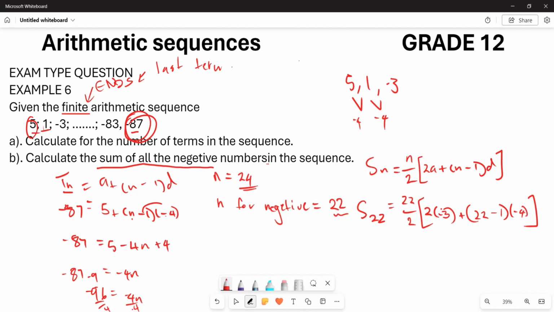And now when you're calculating this, you can see that this is the same as 11, open bracket, negative 6 plus 22 subtract 1, which is 21, times negative 4, right? And now you can literally just punch this in your calculator, and the answer that you're going to get is negative 990, right? So basically that is what you are going to find as far as this particular question is concerned, right? Hopefully this makes sense to you, and thank you very much.